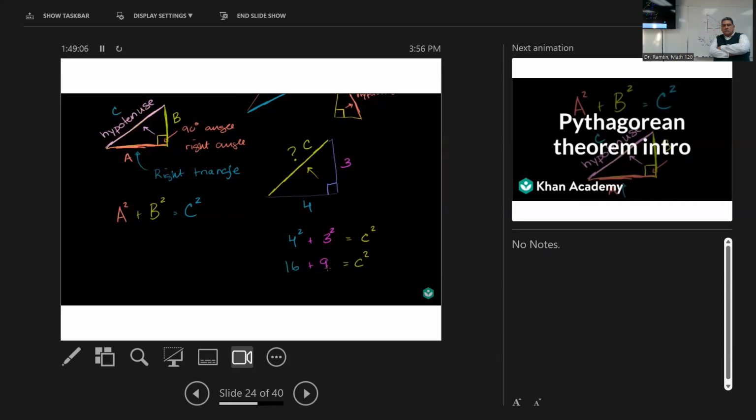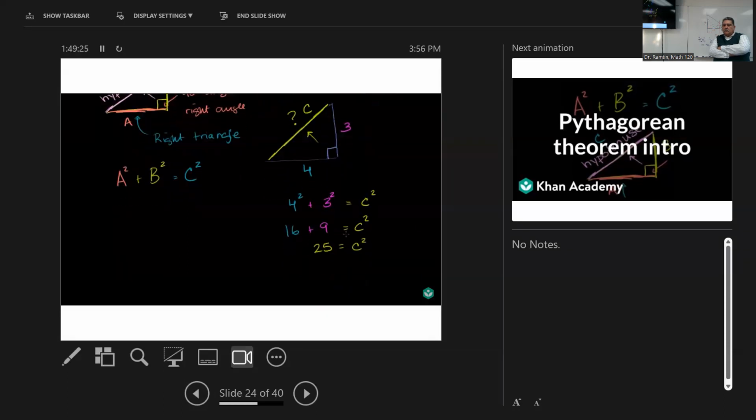Now, what is 16 plus 9? It's 25. So 25 is equal to c squared. And we could take the positive square root of both sides. c, if you look at it mathematically, could be -5 as well, but we're dealing with distances, so we only care about the positive roots.